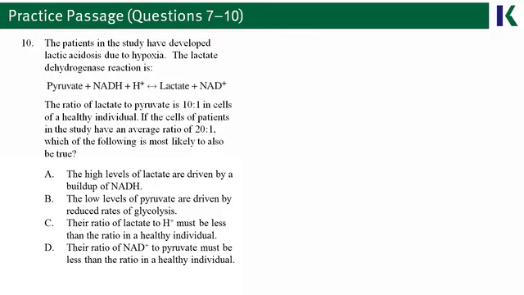The first thing question 10 tells us is another detail about the patients in the study, which is why they developed lactic acidosis, that they have hypoxia. And if you don't know what hypoxia means off the top of your head, you could make an inference that hypoxia means low oxygen. Low oxygen means that cellular respiration is going to get shunted over to the anaerobic pathway, which is why we're given this reaction. This reaction is what happens to pyruvate after glycolysis.